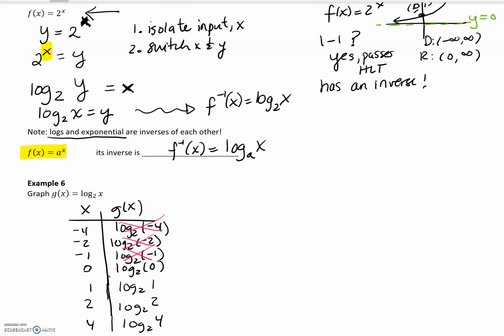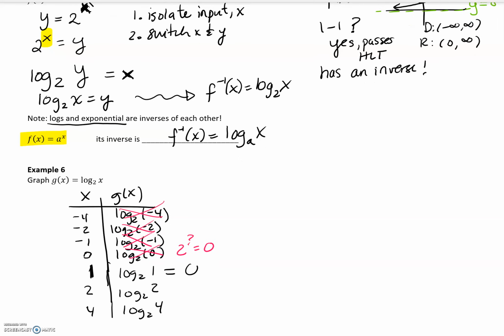Remember, logs also can't take inputs of 0. We showed that upstairs. In other words, 2 to the what gives me 0? No exponent will give me that. So the first place where I can actually give an output is right here. I am at 2, and I'm taking log base 2 of 1. And log base 2 of 1 will have to give me 0, because 2 to the 0 gives me 1.